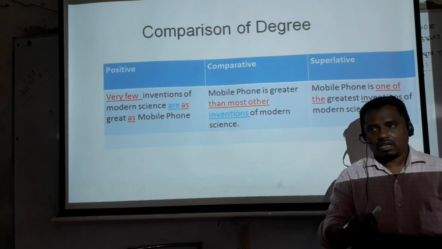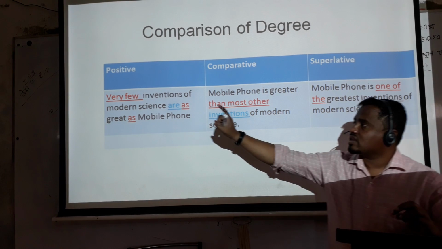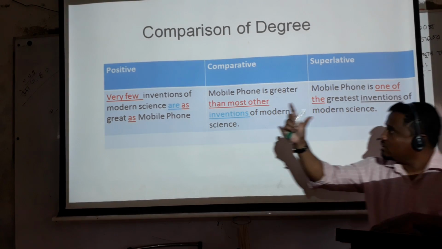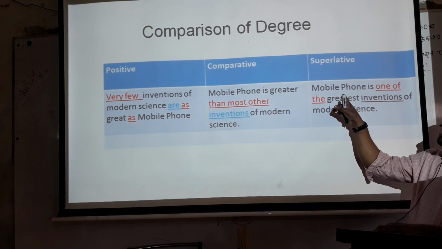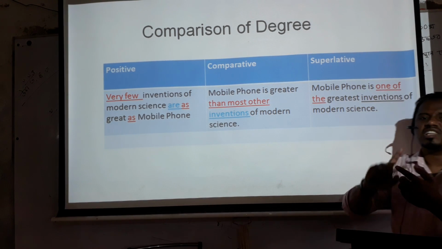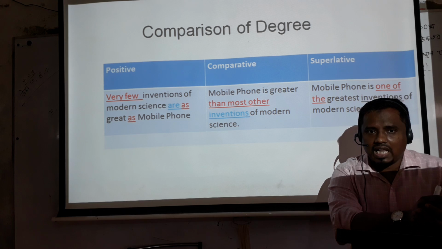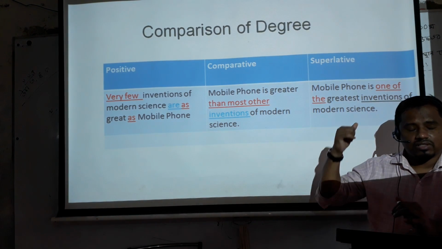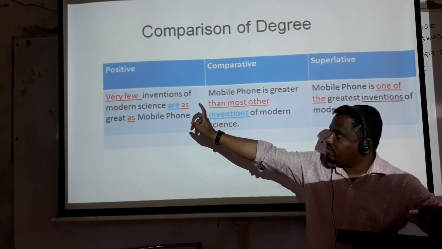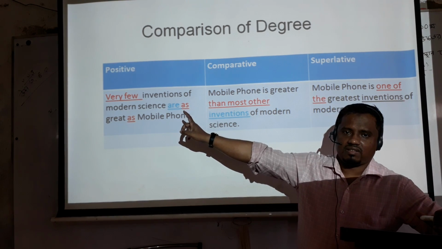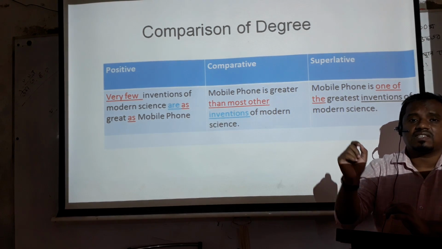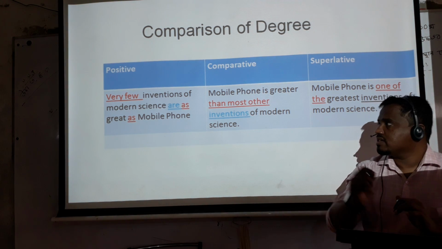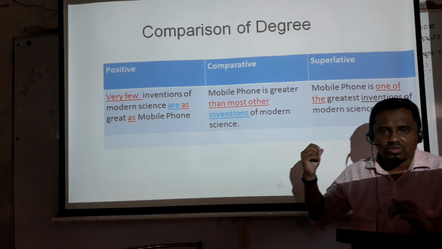But if you are given a positive sentence that starts with very few, you have to use one of the after the subject. This is the difference between no other and very few. On the other hand, if the superlative sentence has one of the, you have to use very few at the beginning of the positive sentence. But if the sentence is only the plus superlative degree, in that case, we have to use no other.